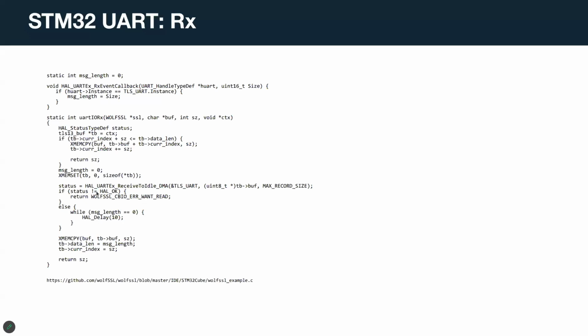But if it is HAL okay, then we'll go into a loop that says that while message length is still 0, wait for 10 milliseconds. And then we keep on checking if message length is 0. So message length will change to something else if this callback is called, right? So once that callback is called, the message length changes to something other than 0, and then we copy that into this buffer.